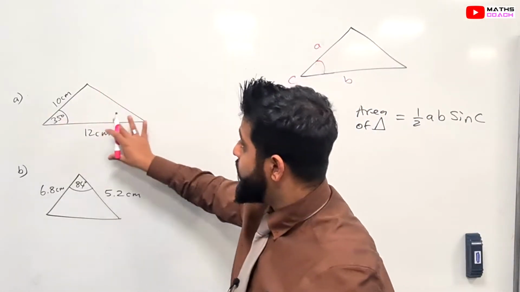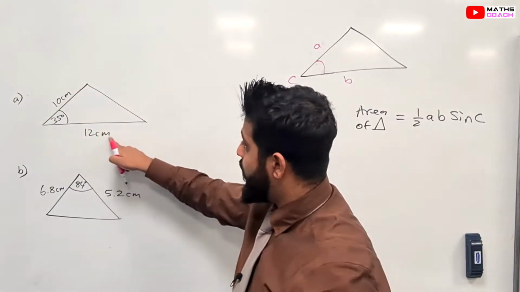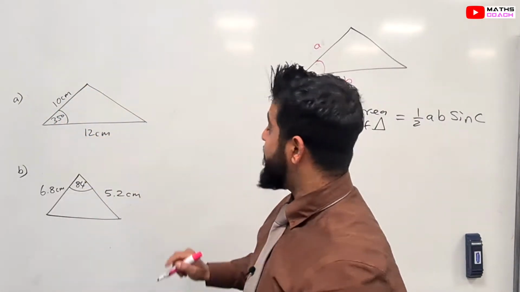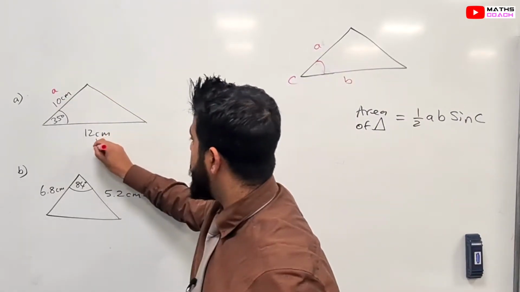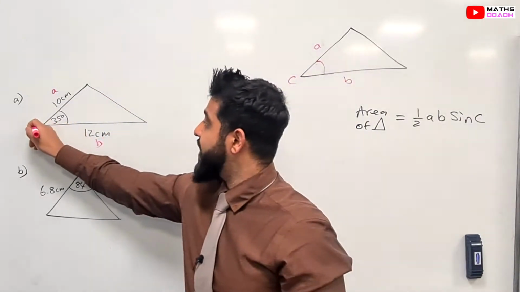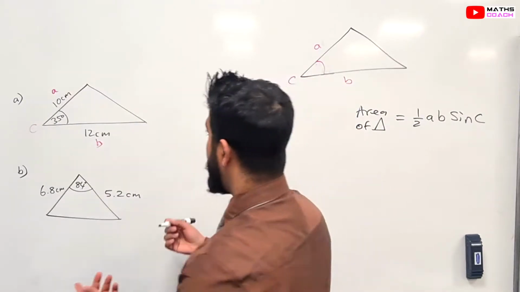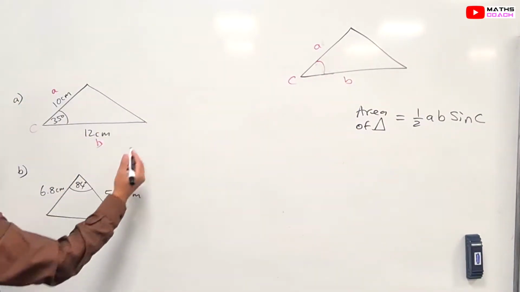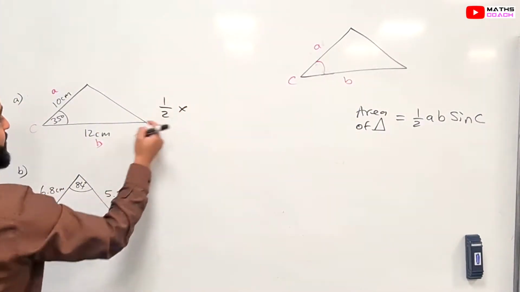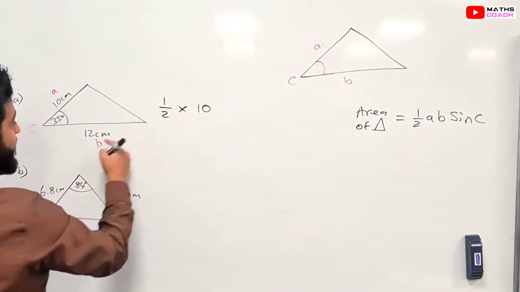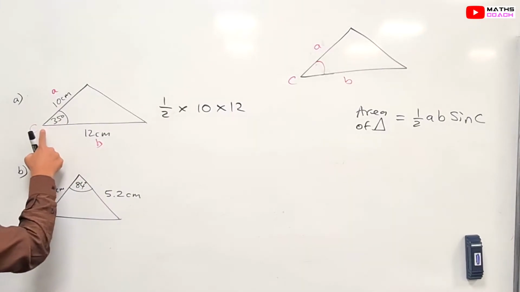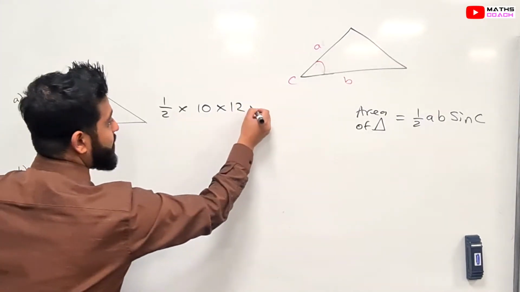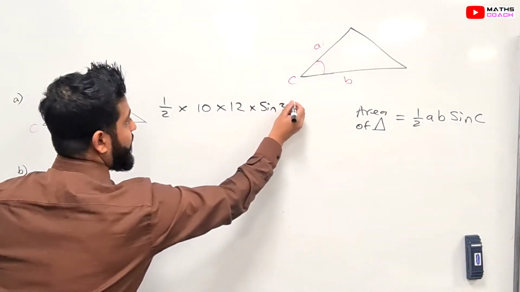So first thing we're going to do for A here, you've got 10, you've got 12, and you've got the angle 35. We're going to label it. So we're going to have A and B. So this will be called A, this will be called B. And this is our angle C. And what we are going to do is use our rule. So half times A, which is 10, times B, which is 12, times sine 35.